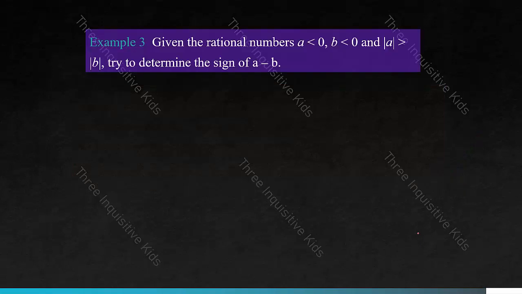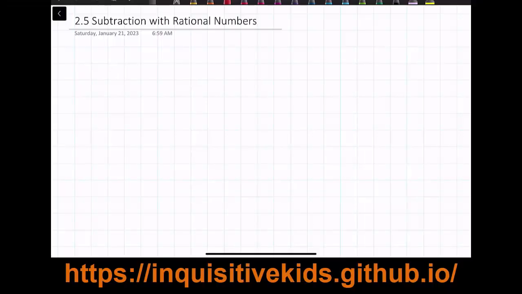Example 3. We are given that the rational numbers a is less than 0, b is less than 0, and the absolute value of a is greater than b. Try to determine the sign of a minus b. So is it going to be positive or negative or 0? So let me first write out our given values over here. We have a is less than 0, b is less than 0, and the absolute value of a is greater than the absolute value of b. And try to determine the sign of a minus b.